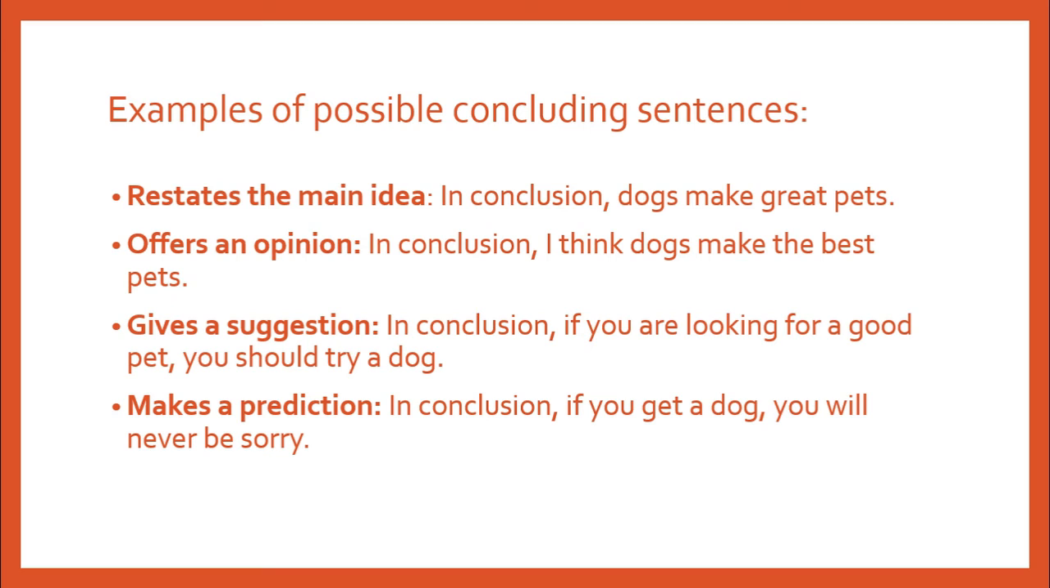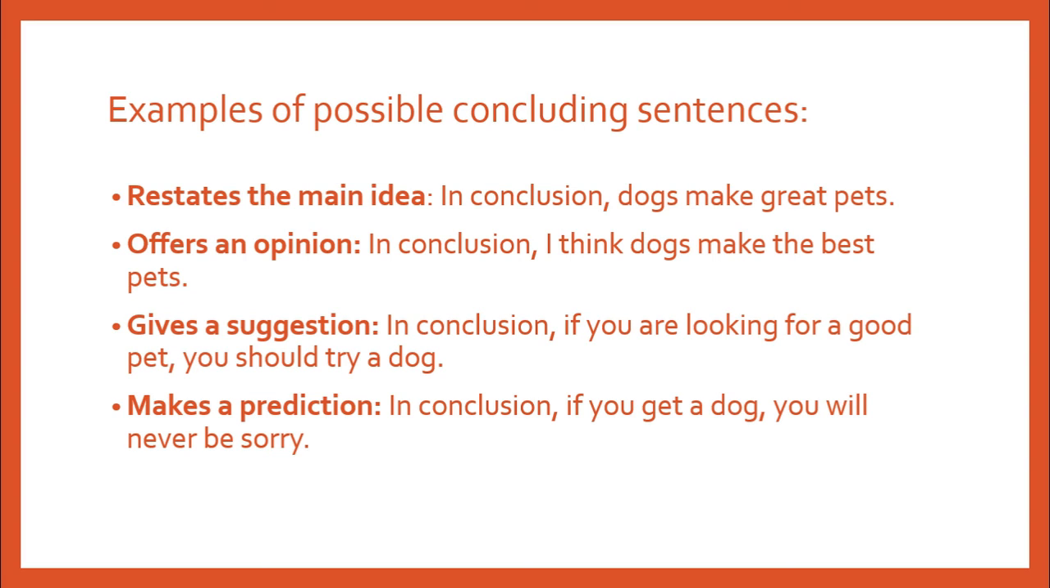In a concluding sentence that gives a suggestion, you'll see words like should or recommend or something like that. An example of a concluding sentence that gives a suggestion might look like this. In conclusion, if you were looking for a good pet, you should try a dog. Again, this has the important word should in it. So you should try a dog, which means I am giving advice about a kind of pet to get if you want a really good pet.